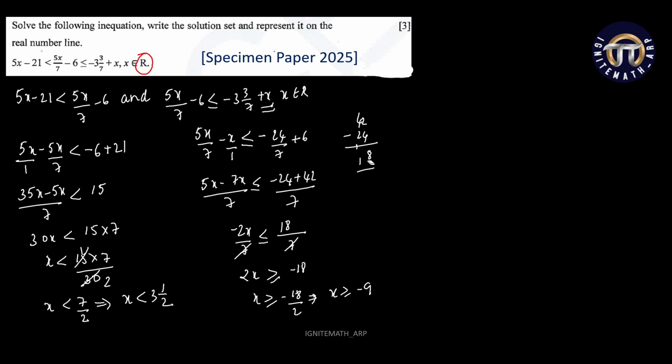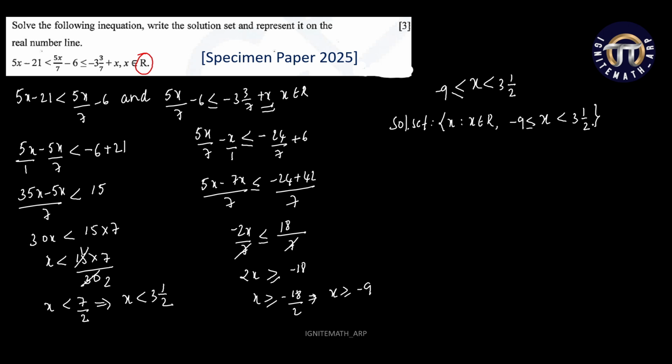So now I'll combine both the inequalities, whatever I have got. So I can write it as x is greater than or equal to minus 9, and smaller than 3 1 by 2. So I need to write the solution set. Solution set is x such that x belongs to the set of real numbers and x is smaller than 3 1 by 2, and greater than or equal to minus 9, for all values of x. Now my job is to represent this on the number line.